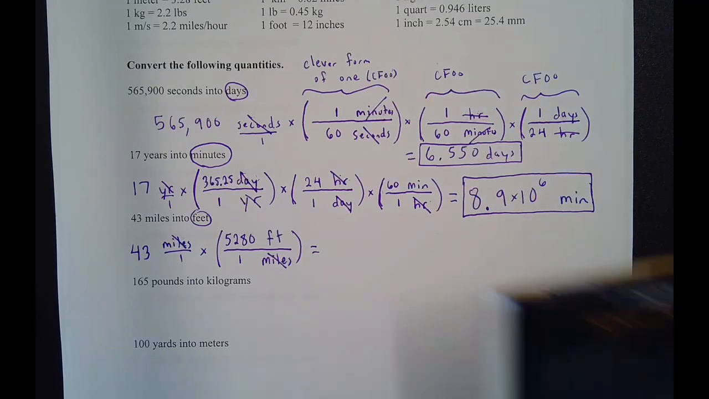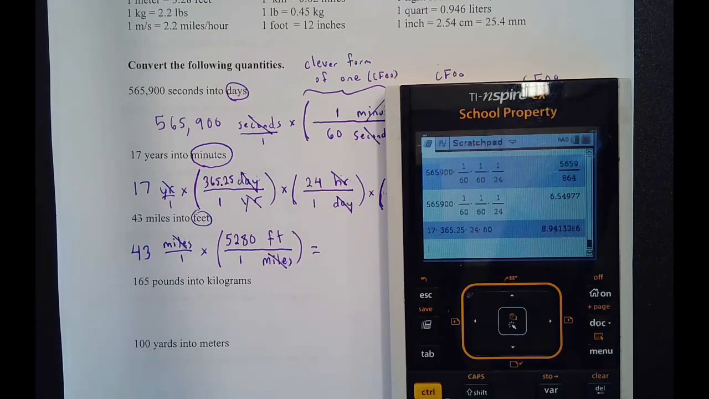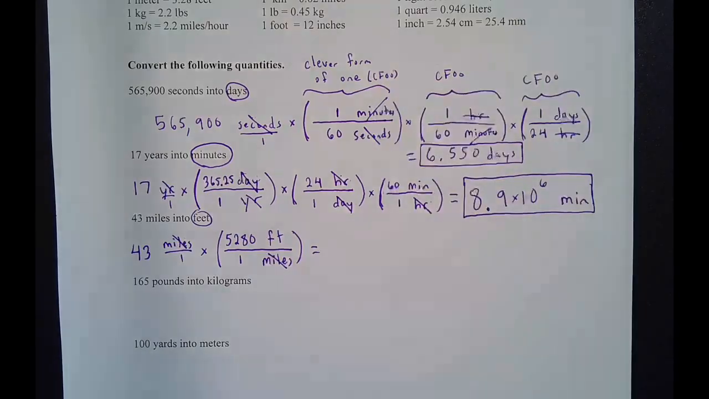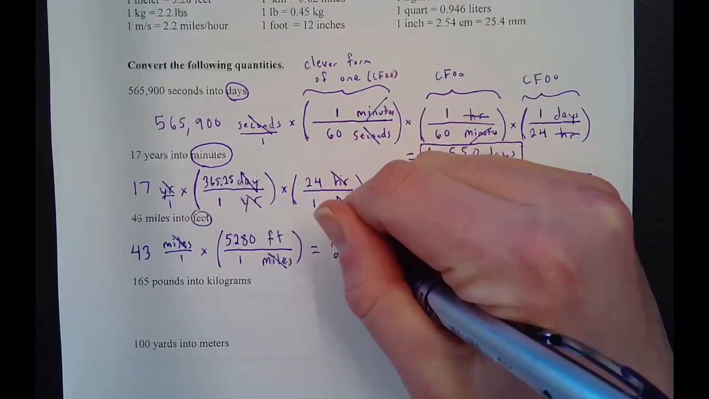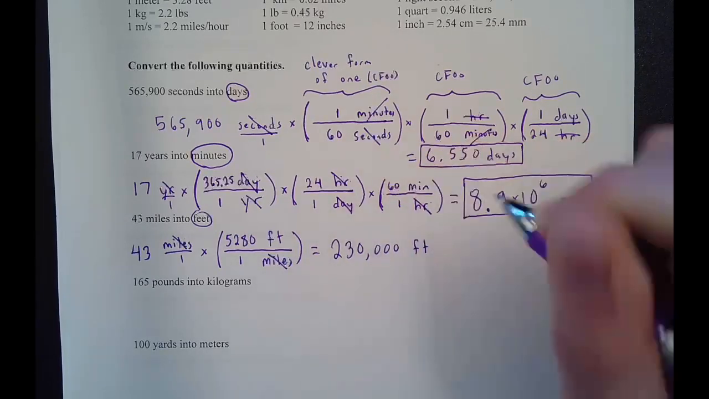I will grab my calculator, type in 43 times 5280, press enter, and I end up with 227040. But I only have 43 miles to two significant figures, so I'm going to write this as 230,000. 230,000 feet in 43 miles.